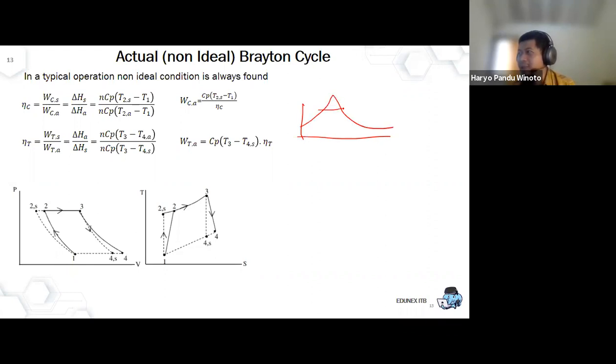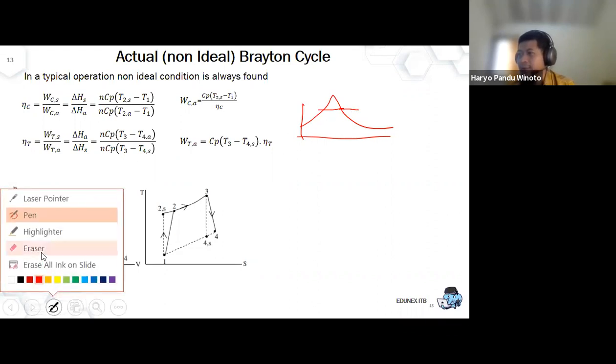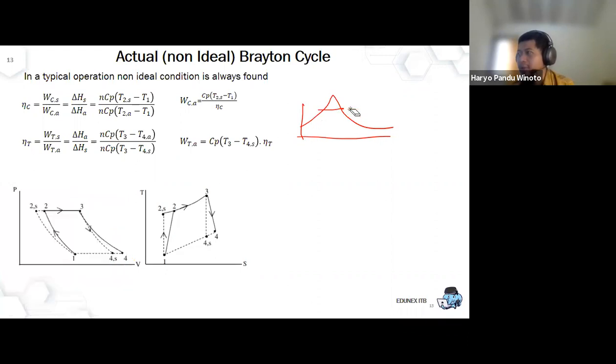You always have this one. Oh, sorry, I wrongly drew this one. Really sorry. Okay, I have the Rankine cycle, something like this, with the isentropic expansion. Do you still remember? This is the Rankine cycle.